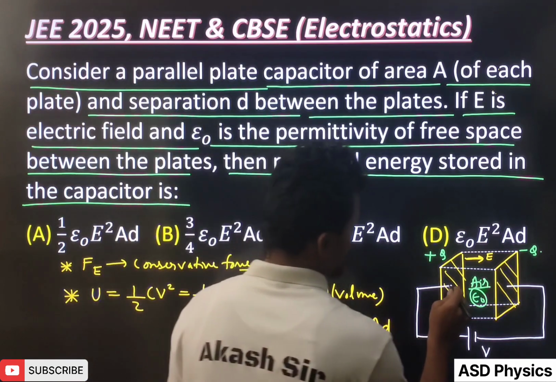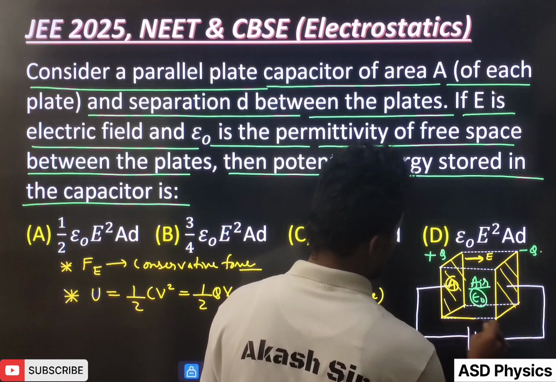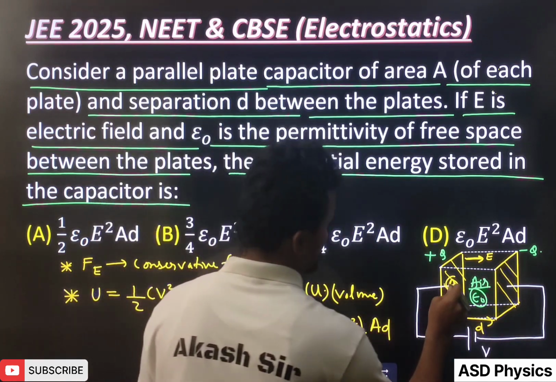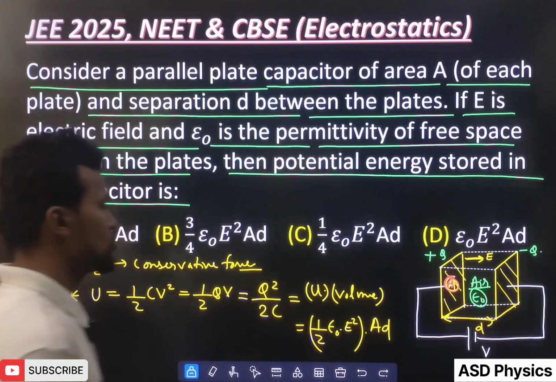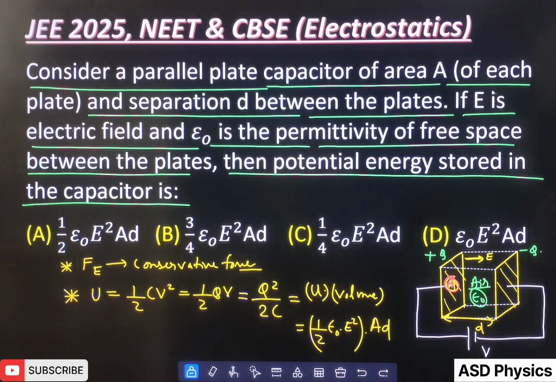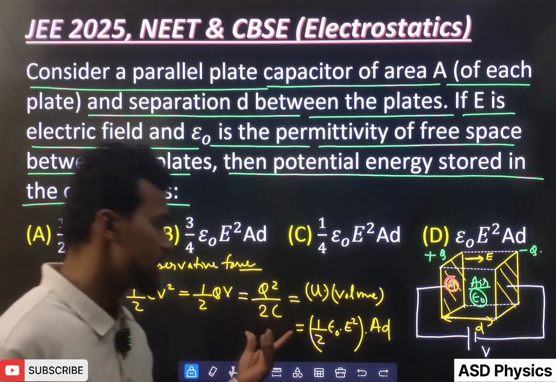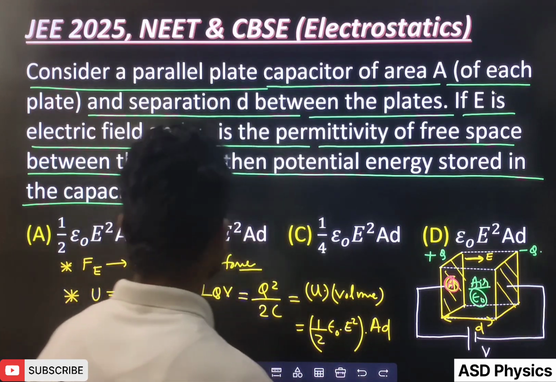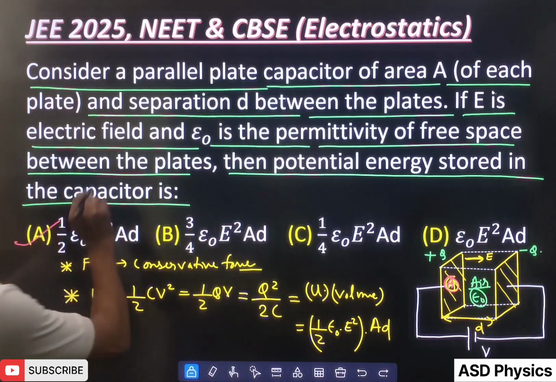Why AD? Let's take the area of the plate as A and the distance between the plates as D. So any formula we can use: half CV square, half QV, Q square by 2C, or half epsilon naught E square AD. So which option is correct here? The correct option is option A.